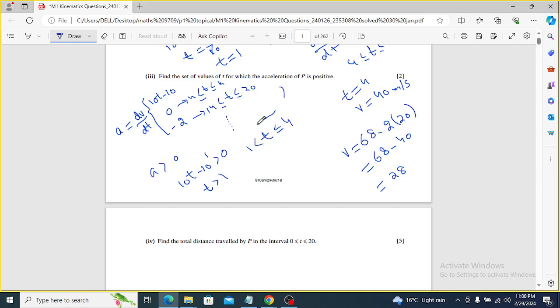So this is the set of values when p is positive. Otherwise acceleration is 0 or negative. Find the set of the values of the time for which the acceleration of p is positive. Find the set of values of t for which the acceleration of p is positive.